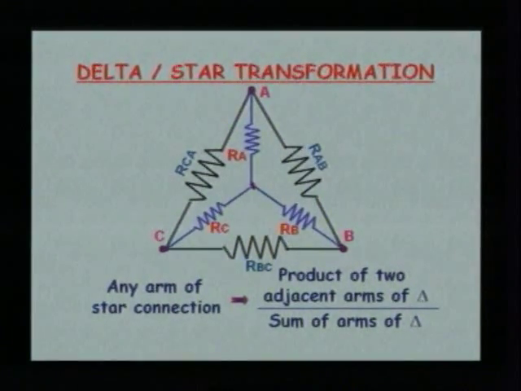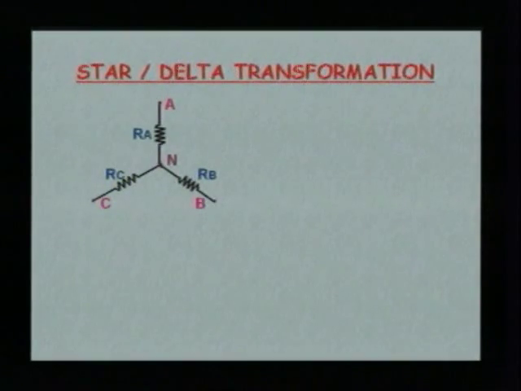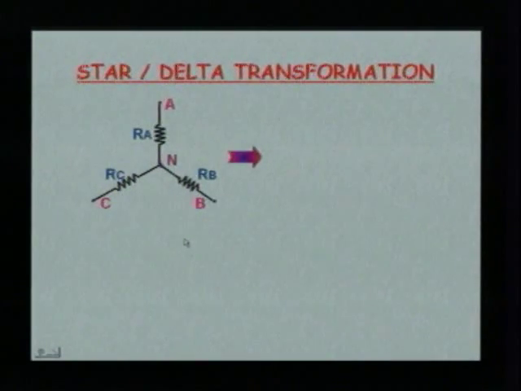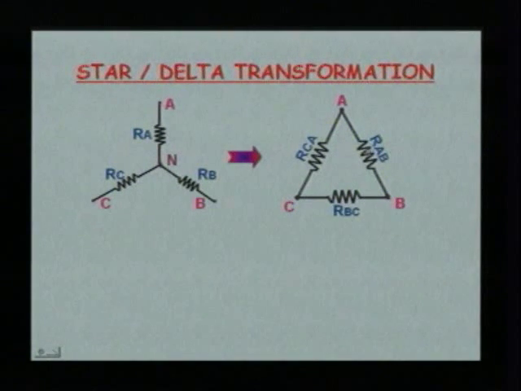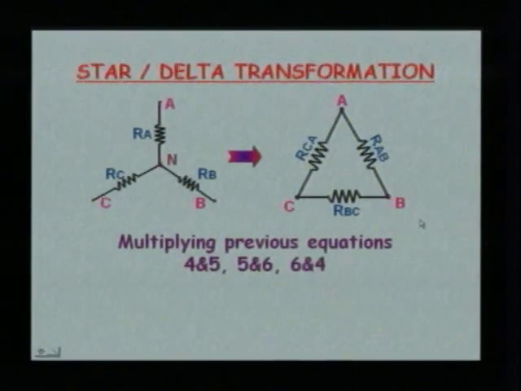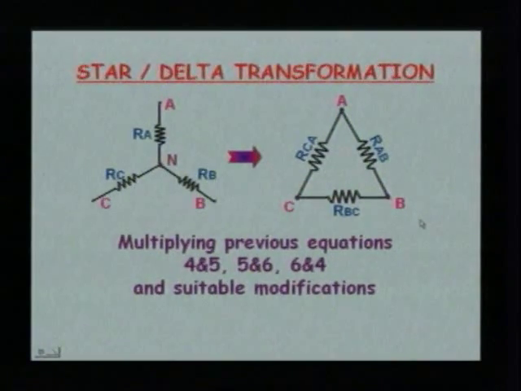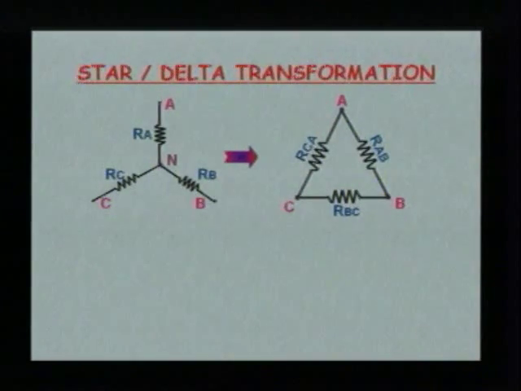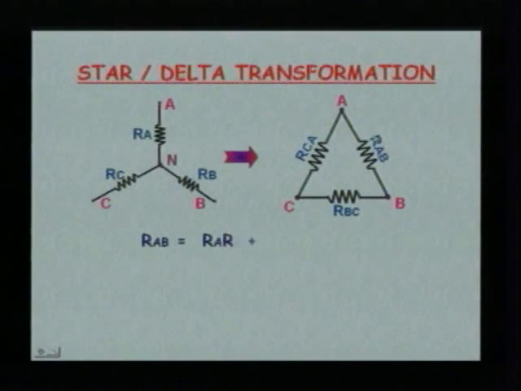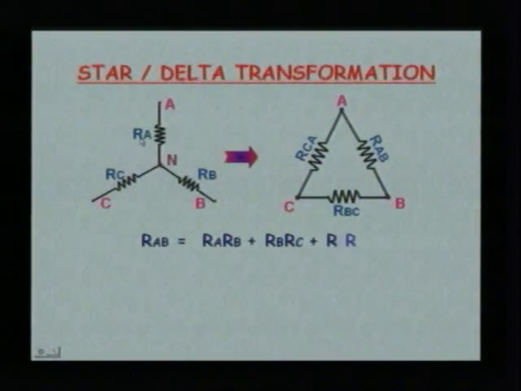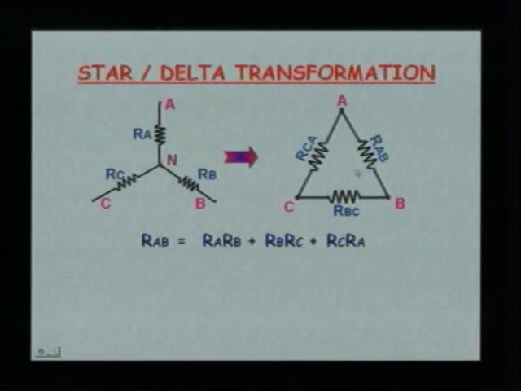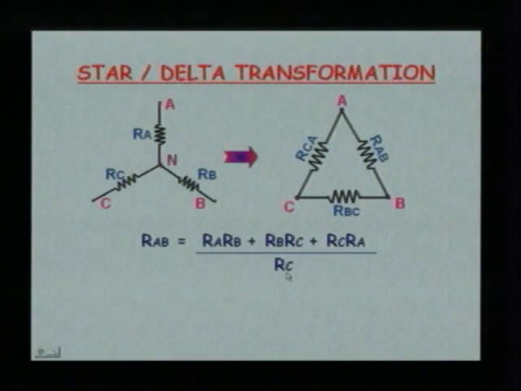Let us go on to convert a star network into a delta network. If you have a star given with the three elements RA, RB and RC, we want to find the corresponding delta network indicated by RAB, RBC and RCA. Now, multiplying the previous equations 4 and 5, 5 and 6, 6 and 4, and with suitable modifications, we will be able to obtain RAB equal to RA RB plus RB RC plus RC RA divided by, we want RAB, what is opposite to RAB? You have got RC. So, it is divided by RC.